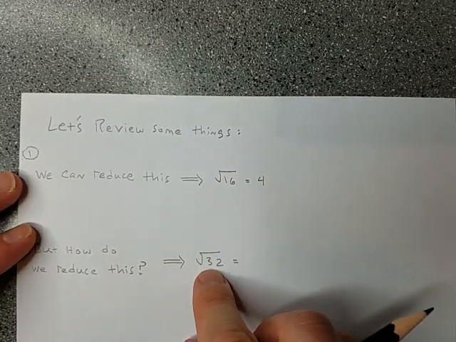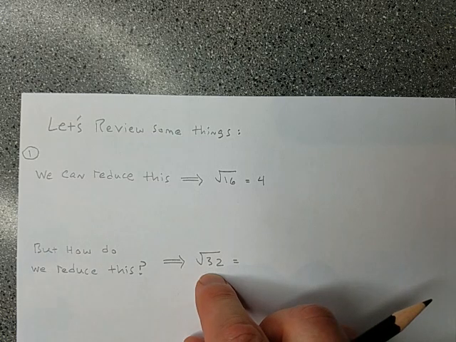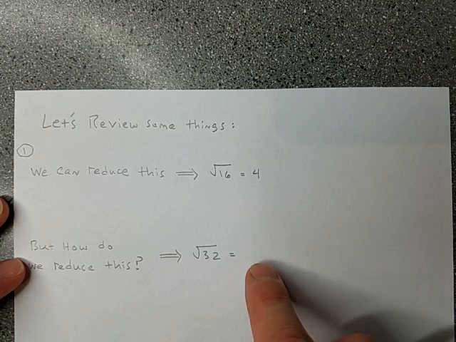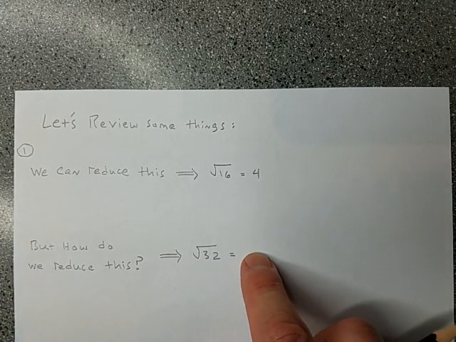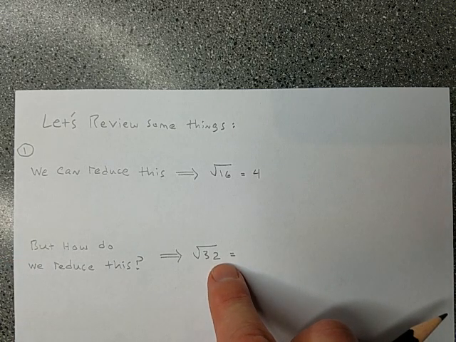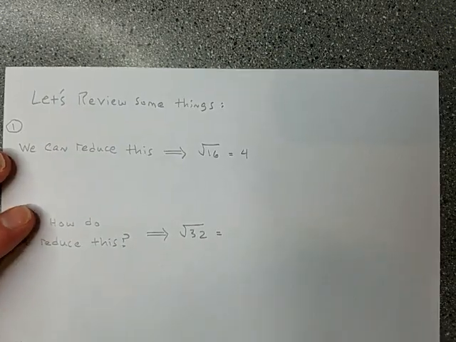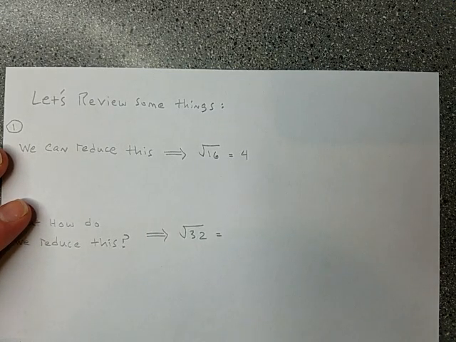What about root 32? Is there a number you square to get 32? Like if I say 4 squared is 16, is there like a nice whole number you square to get 32? There isn't a number like that, okay? So we say this is not a perfect square right here. 32 is not a perfect square. But here's what we can do.